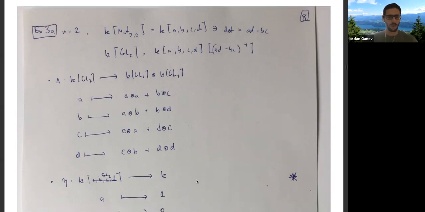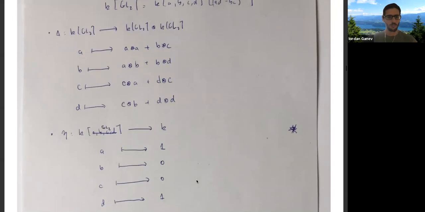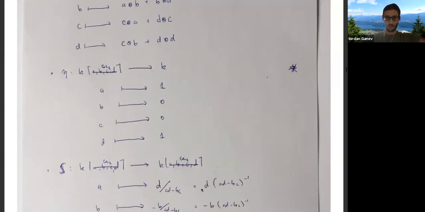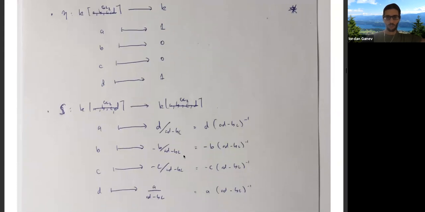Okay. And what's the antipode? Well, it's supposed to encode the identity matrix. So A goes to 1, B goes to 0, C goes to 0, and D goes to 1. Same sort of thing with the antipode. So if we think about the inverse matrix, it'll have D, minus B, minus C, A. We also need to divide by the determinant. So that's what I have here.